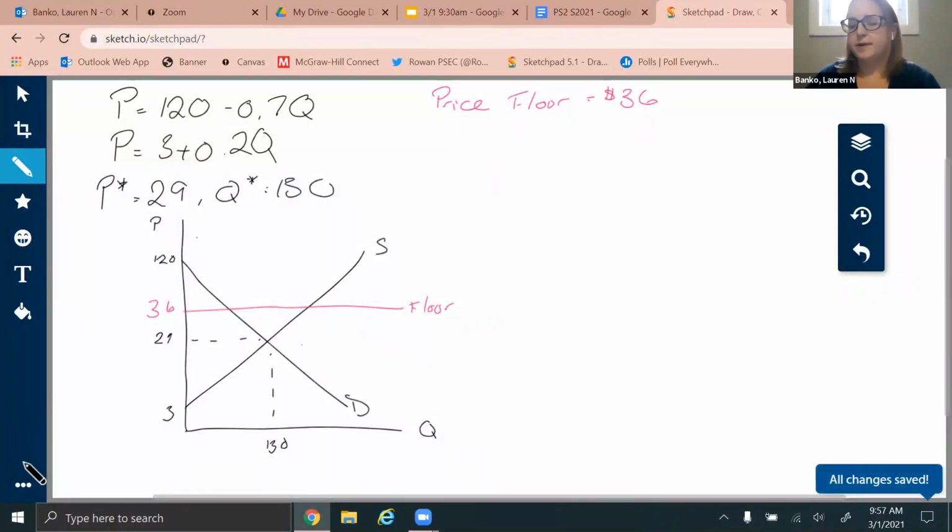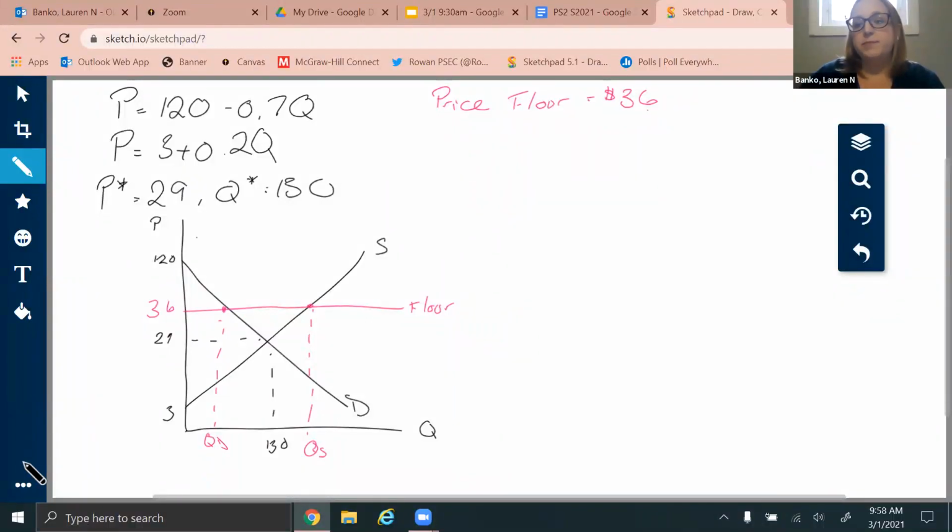We were at 29, we were kind of okay, kind of happy, but then the government comes in and imposes this $36 floor. So now, we can't pay $29, we have to pay at least 36. And what that does is we're out of equilibrium. It changes the quantity that sellers wish to sell and that consumers want to buy. The higher price should lower the quantity demanded, and the higher price should increase quantity supplied. Those are just the law of supply and demand.